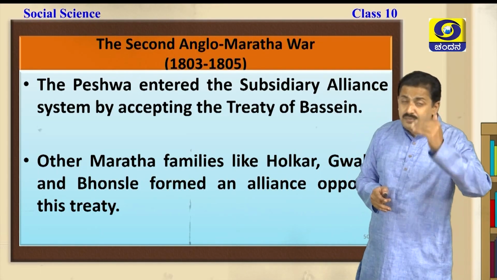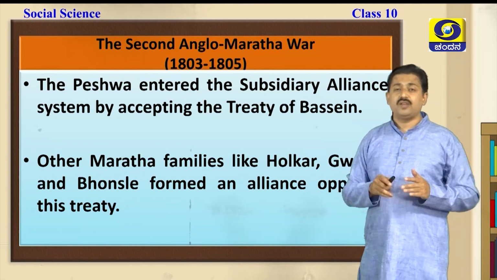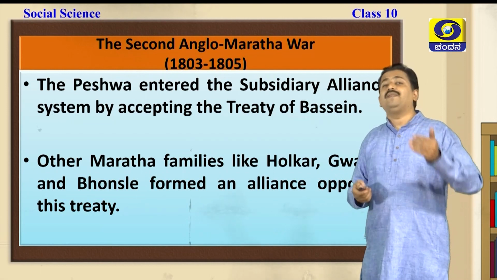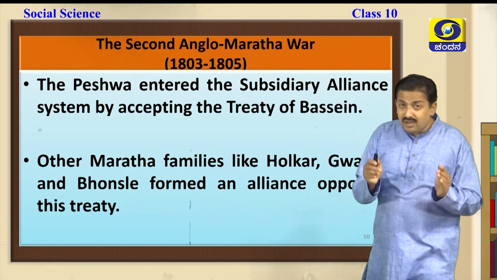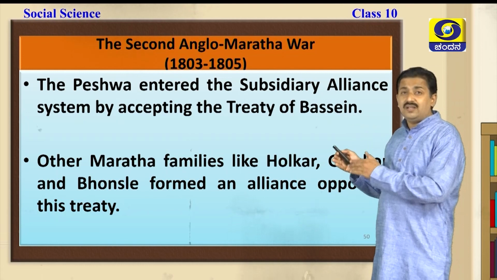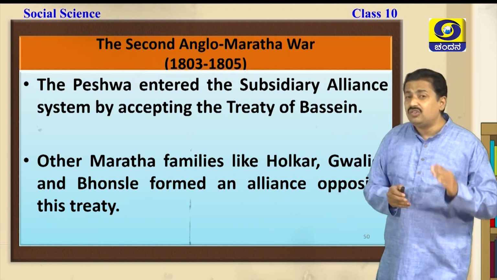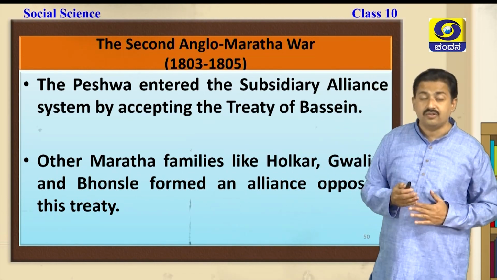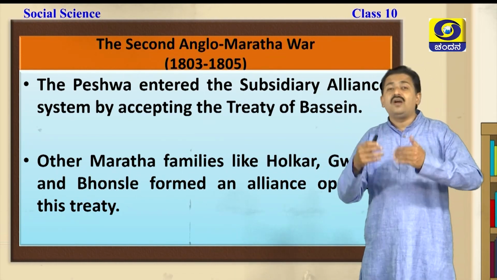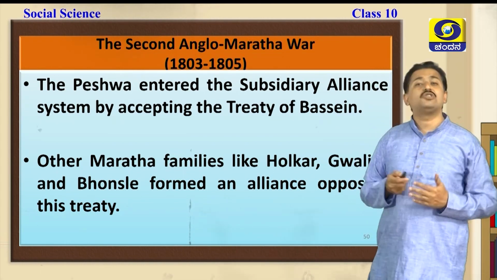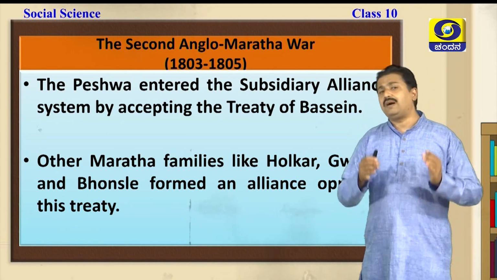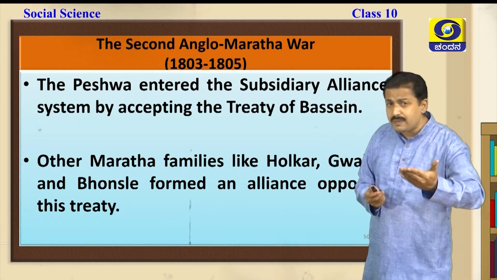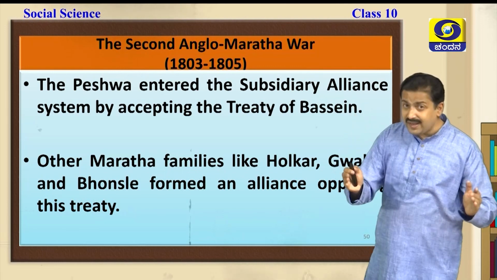The Peshwa entered the subsidiary alliance through the Treaty of Bassein, which was not tolerated by the subordinates, particularly Holkar, Gwalior, and Bhonsle. All these did not like Bajirao II's acceptance of the subsidiary alliance. So, they all formed an alliance and declared war against Peshwa Bajirao. Declaring war against the Peshwa means declaring war against the British.